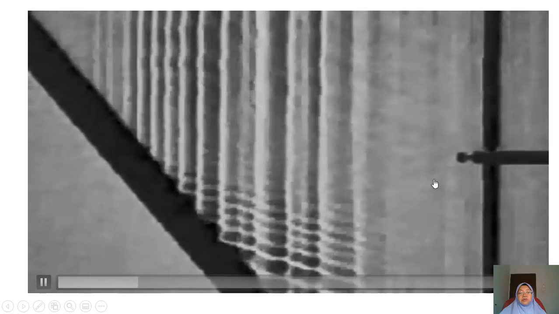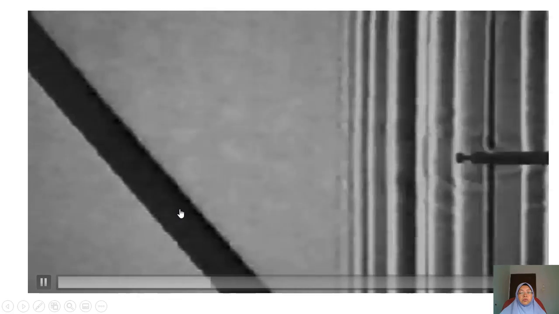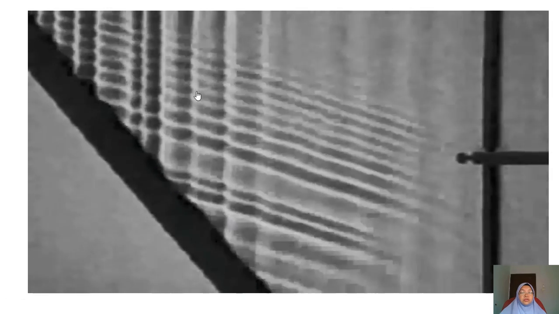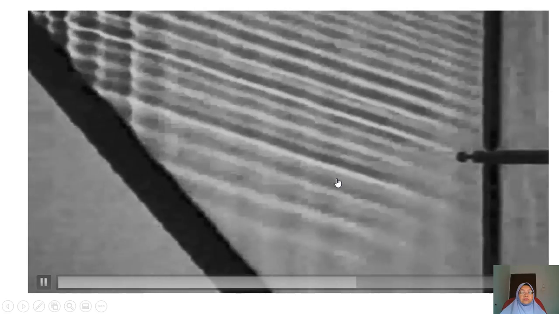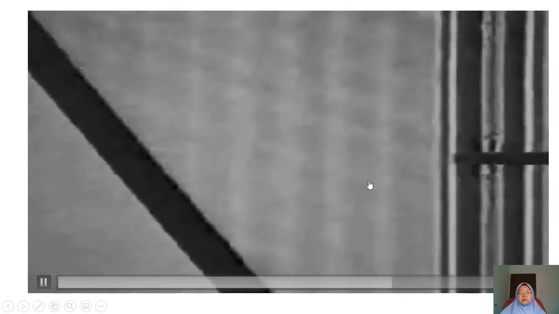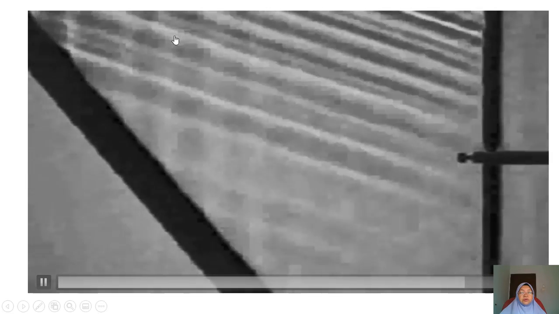The plane wave, this is the barrier, and this is the reflected wave. Notice that the wavelength is equal before and after reflection.